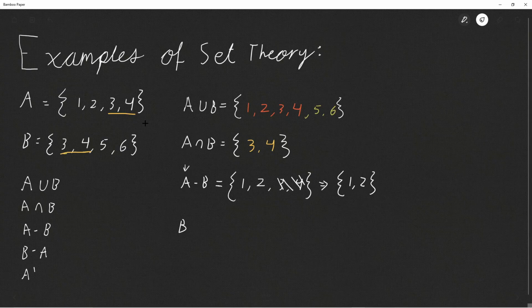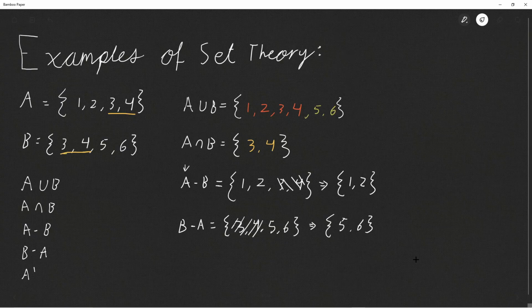So now when we're doing our difference equation from B and A, we just have to write down our B, which is our 3, 4, 5, and 6. However, this time we want to take out the intersection between A and B, which again is our 3 and 4. So this will instead give us our 5 and 6.